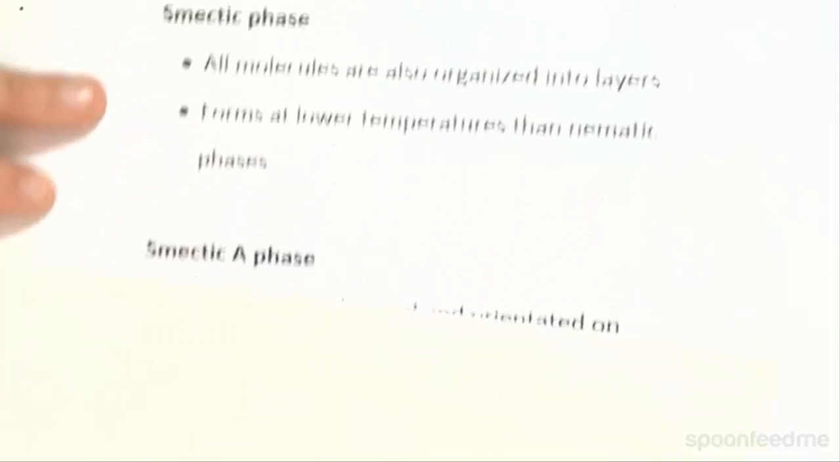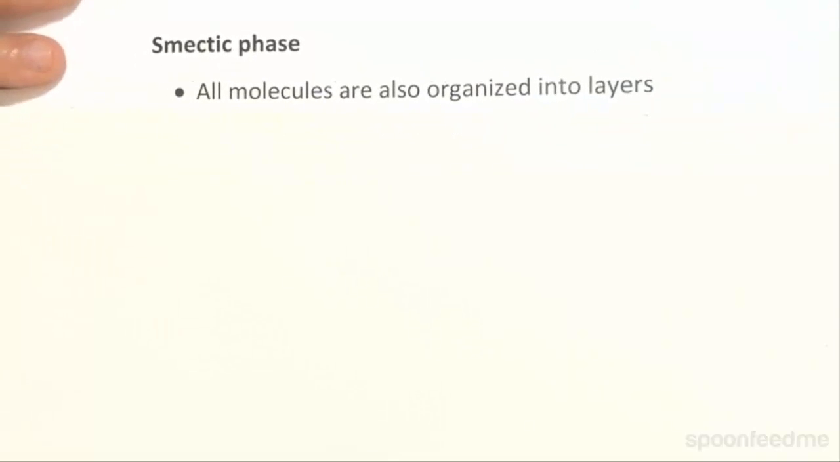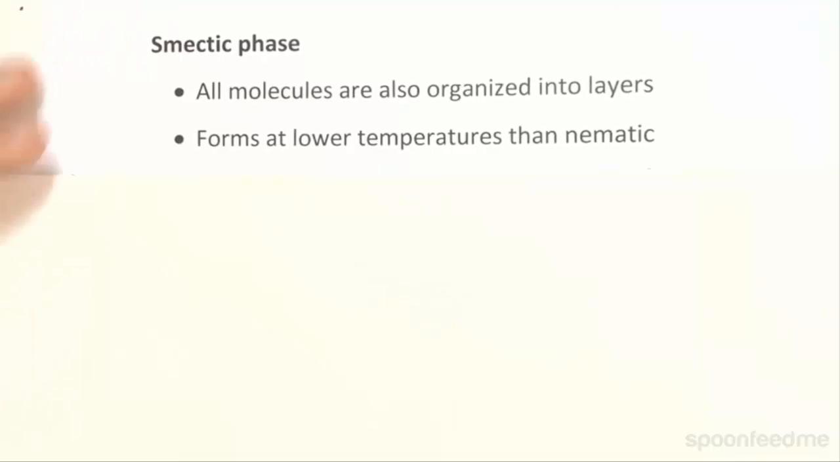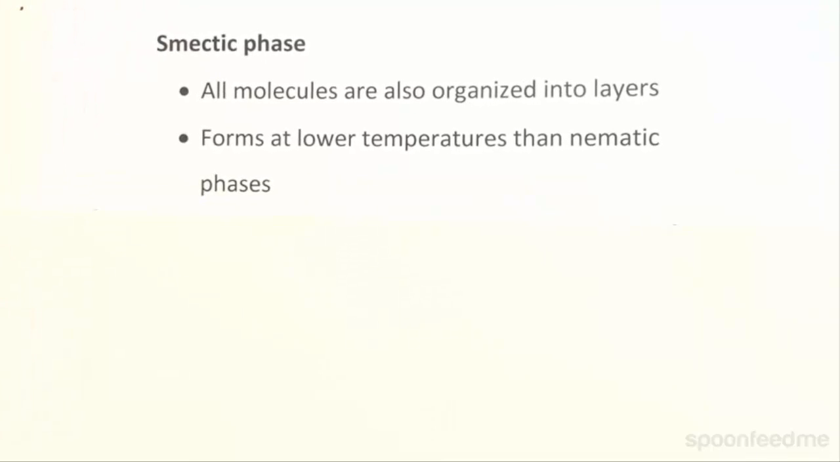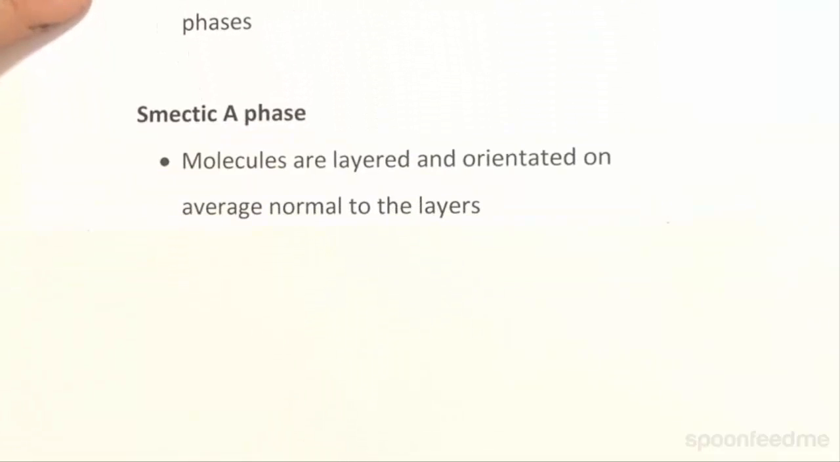Now we're going to talk about the Smectic phase. There are two Smectic phases. The Smectic phases occur when all the molecules are also organized into layers. This forms at lower temperatures than nematic phases. The Smectic A phase is when molecules are layered and orientated on average normal to the layers.